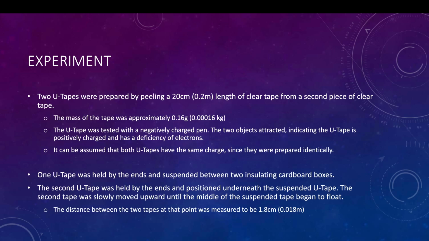One U-tape was held by the ends and suspended between two cardboard boxes, and the second tape was held by the ends and used to make the first U-tape float. The distance between the two tapes at the point where the first tape began to float was measured to be 1.8 centimeters.